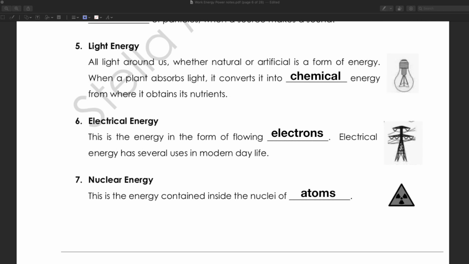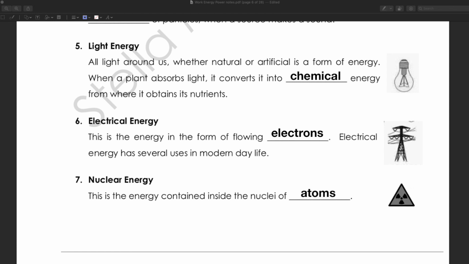Electrical energy. This is energy in the form of flowing electrons. Electrical energy has several uses in modern day life. I'm sure you can mention 100 objects you have in your own home that use or require electricity for them to work.